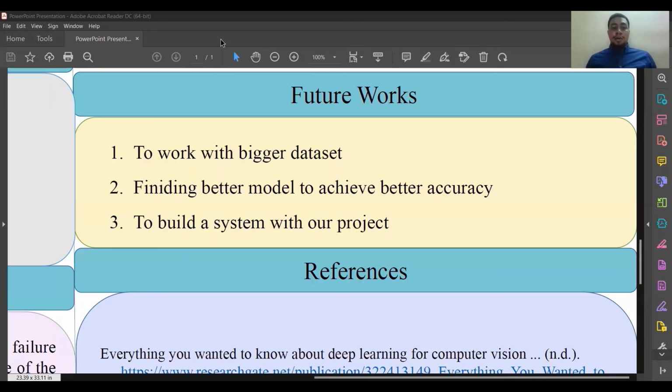And then we would like to build a system with our project, which means that if we finish this project earlier, we are willing to implement it on a real system in order to put it to the test in real life.